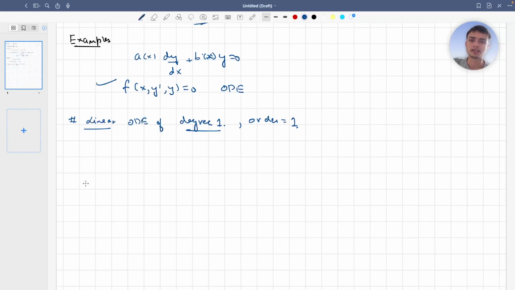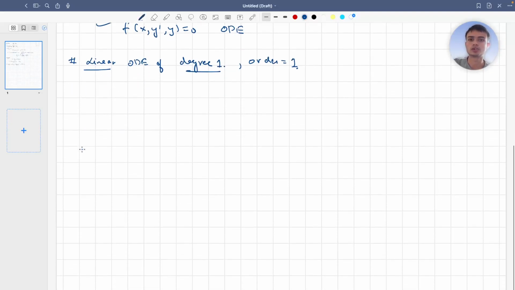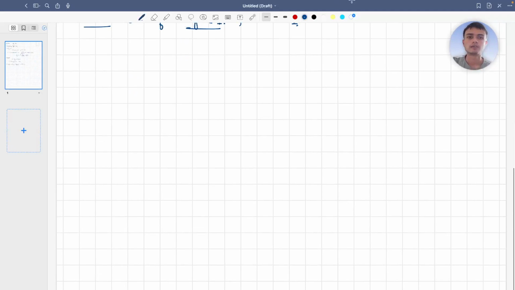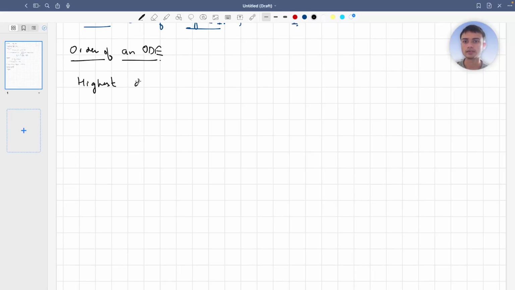So I used a couple of words, linear and degree 1, and also order 1. So let's try to dig into what these words mean. First of all, I'll talk about what we call the order of an ODE. The order of a differential equation is the highest derivative present in the DE.